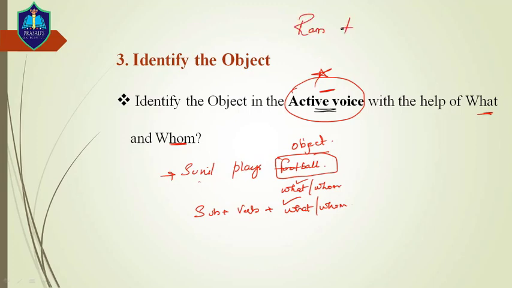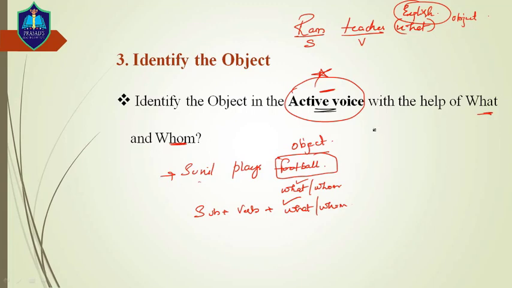One more example I am taking here. Ram teaches what? Ram teaches English. This is another example. Ram teaches what? We can replace what with English. So we got to know that English is the object over here. Teaches is the verb, Ram is the subject, and English is our object.